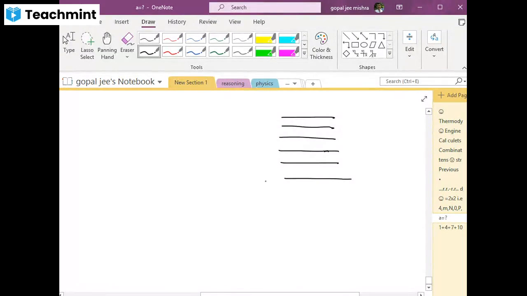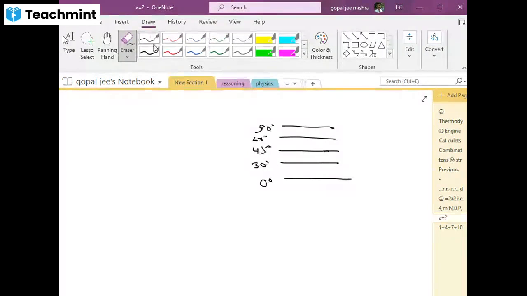After that, you have to write 0, then 30, then 45, then 60, and 90. This line is not required, so let us remove that. Whatever is not required, we will just remove. Okay, beta, everything okay up to this point?